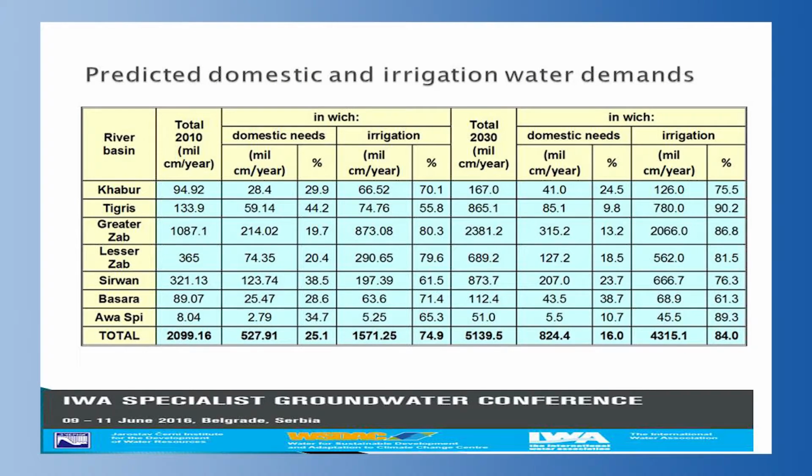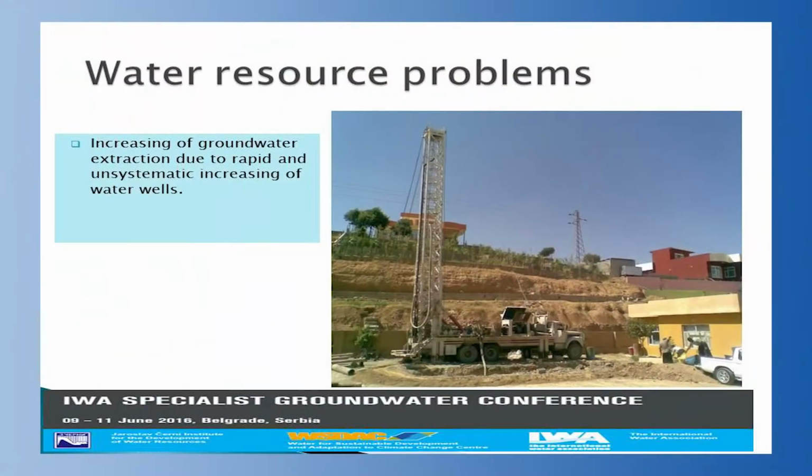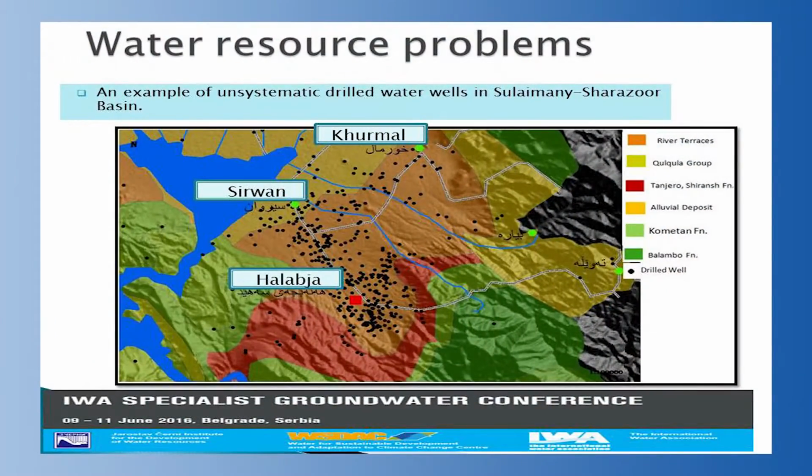Of course, what are the existing problems in the Kurdistan region? It's the increase of groundwater extraction due to the rapid and systematic increase of wells, as we said. I'll be quick. You can see the distribution of wells, how many wells there are. If we look at the figures, 40,000 wells are legal, and 20,000 are illegal. And then you have another problem: the developing oil industry in the Kurdistan region, which is polluting groundwater resources and dumping wastewater. Of course, it's another cause.